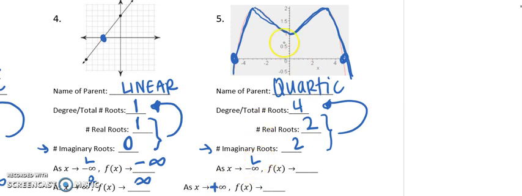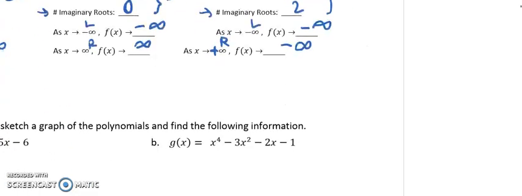So as we go to negative infinity to the left, and as we go to positive, make sure you change that, infinity on the right, what's happening? Well, it doesn't matter which direction we go. If we go left or right, we're going downward on both of these. So negative infinity, negative infinity.